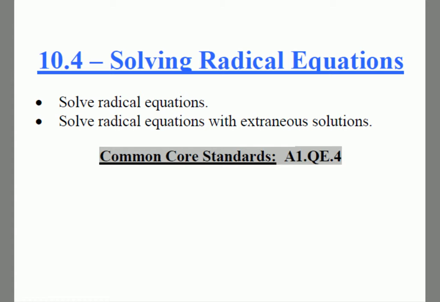In this lesson we're going to learn about solving radical equations, and then we're also going to solve some radical equations with extraneous solutions. Extraneous. So that's going to be a good time. It's always important to check your answer.